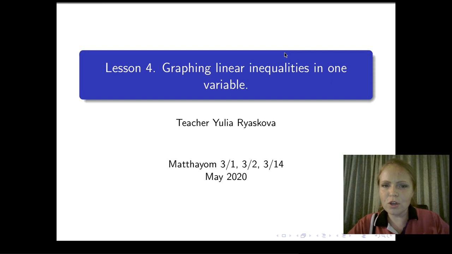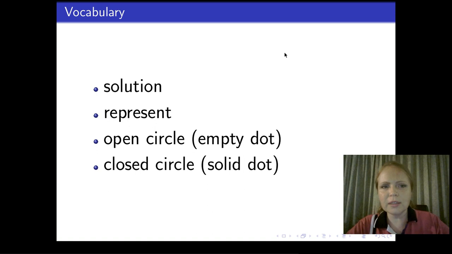Today we will talk about graphing linear inequalities in one variable: how to represent inequalities on a number line. As we traditionally do, we'll start with vocabulary. So the words for today are solution, represent, open circle, or we can also say empty dot, closed circle, which has the same meaning as solid dot.